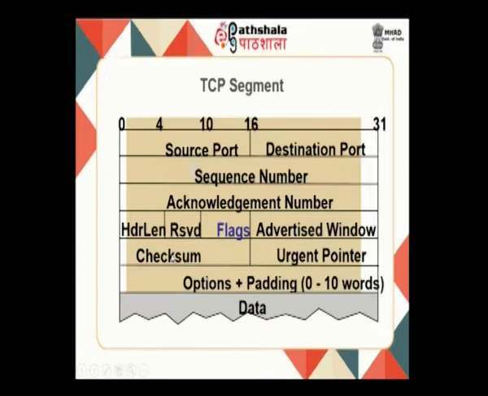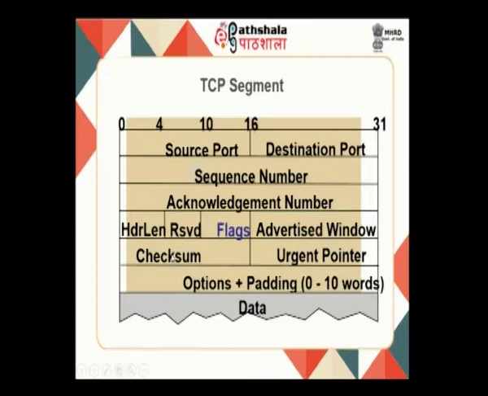And then you have something called an advertised window, which is used for flow control. We will look at that later. Similarly, you have a header checksum, just as we have a checksum in the case of UDP. The checksum used here is similar to UDP, that is, it uses ones complement addition. And then there is something called an urgent pointer.